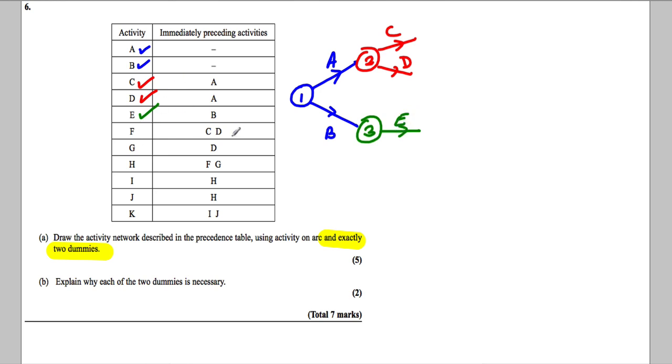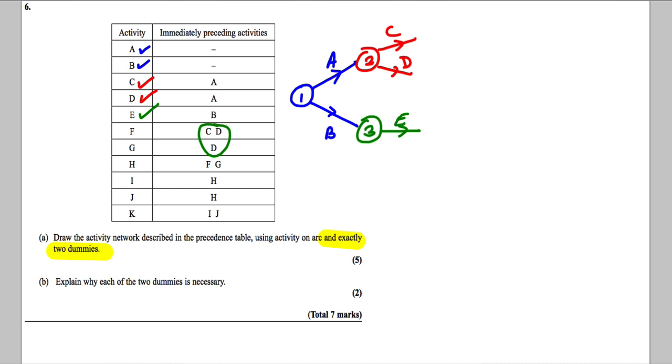Now, F depends on C and D. If I close off C and D at the same point, I would be starting and finishing at the same point, which I can't do. Also, this is where I know a dummy is coming into play. G depends on D, whereas F depends on C and D. So I've got to be careful here, and I'm going to need a dummy.